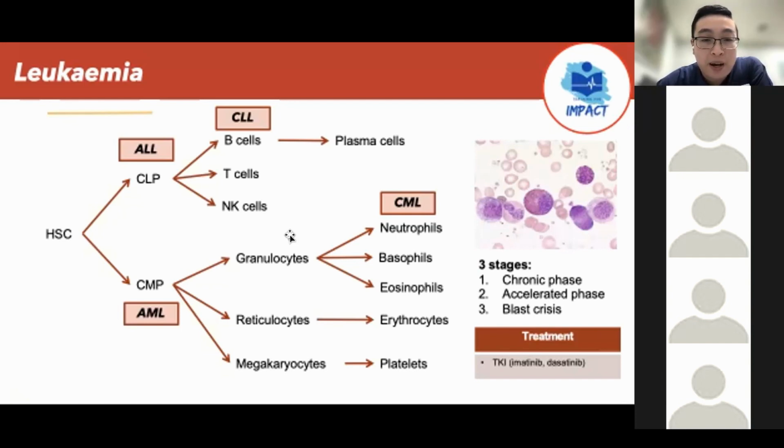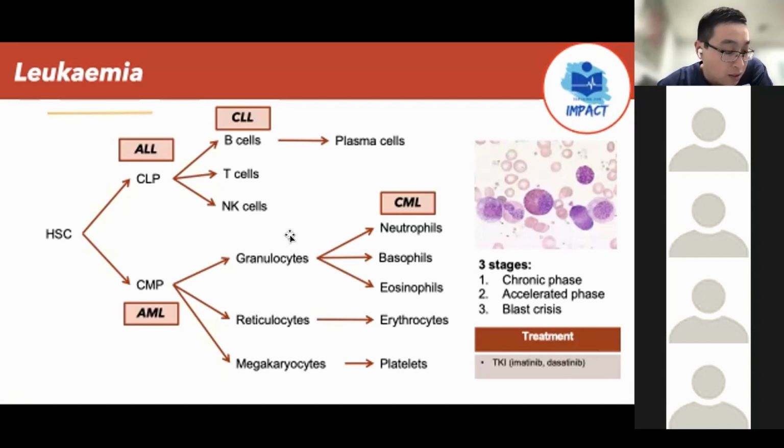So the diagnosis of CML is confirmed by demonstration of the Philadelphia chromosome. So if you have Philadelphia chromosome, and typical findings on bone marrow examination, then you've clinched the diagnosis of CML. And we treat it using TKIs, tyrosine kinase inhibitors, so imatinib, dasatinib, et cetera.